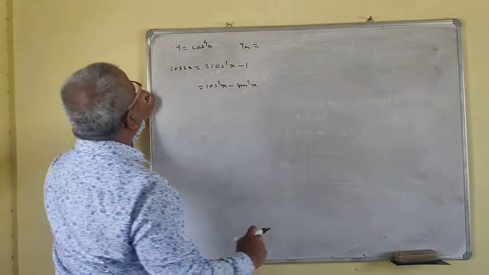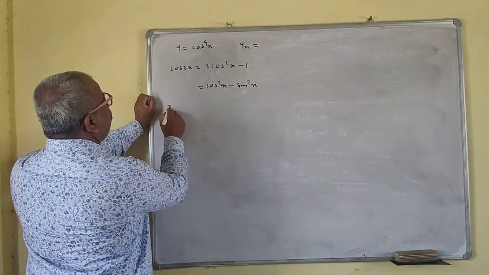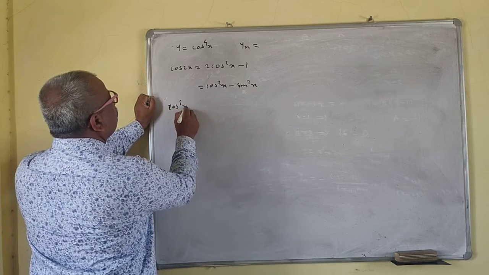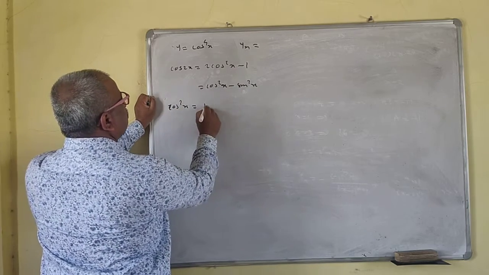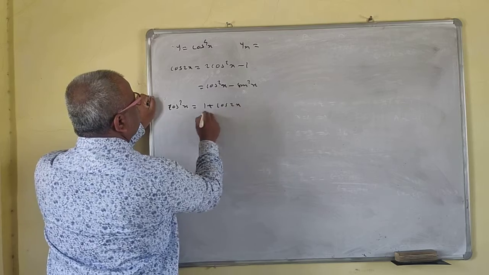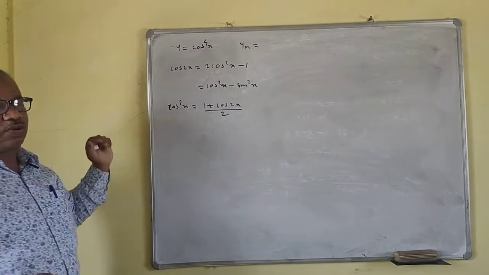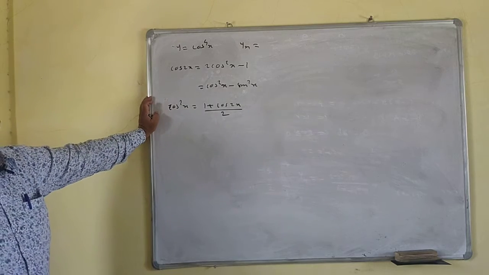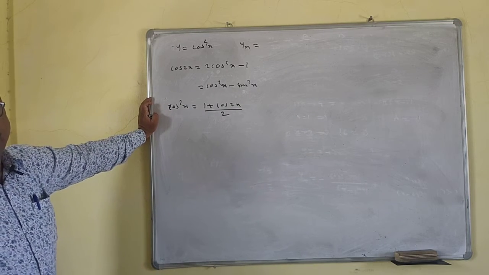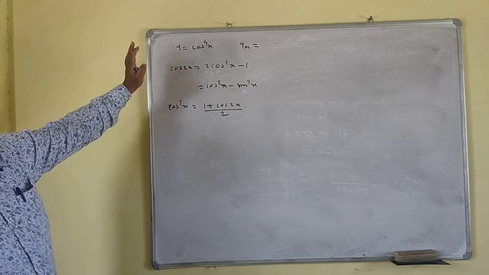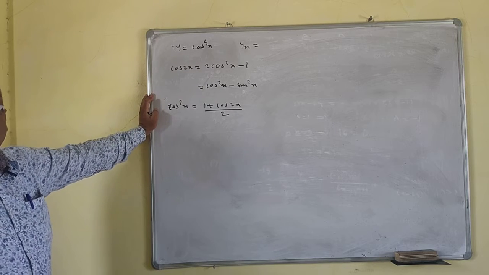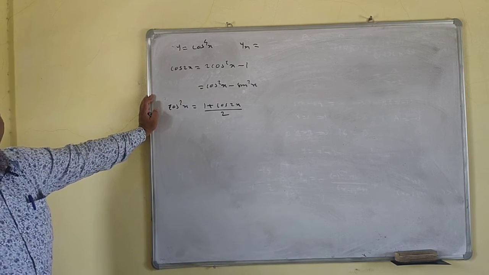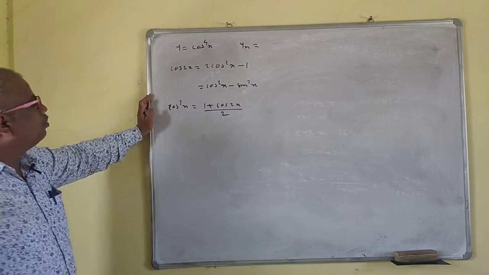Okay, so I can write this: 2 cos square x, you have to shift this, cos square x is 1 plus cos twice x upon 2. This is the formula for cos 2x. Now, because I know the derivative of only cos x, I don't know the derivative of cos square, you have to convert the cos to the power 4 in terms of sin and cos only, with no powers. We don't want the powers.